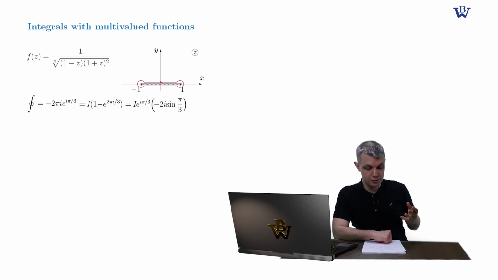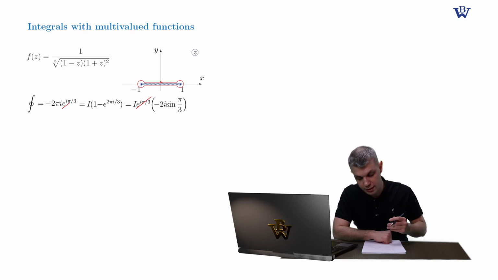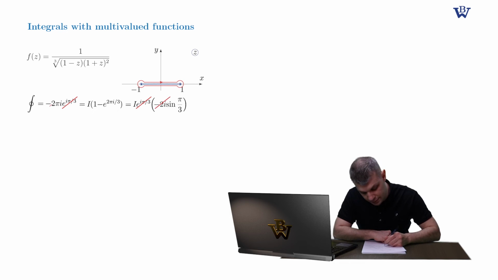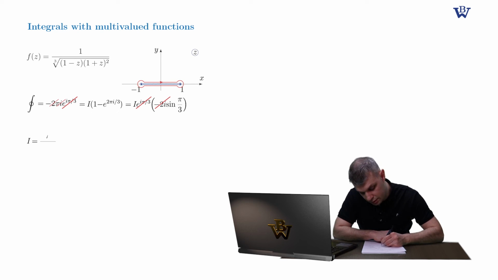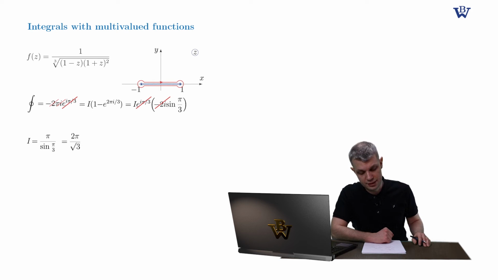And now the equation looks good because we can cancel this complex number e to I pi by 3 from both parts, as well as minus 2i, and end up with pi over sine pi by 3, or 2 pi over the square root of 3. So that's it, the integral is done.